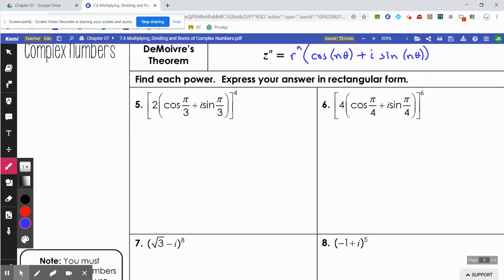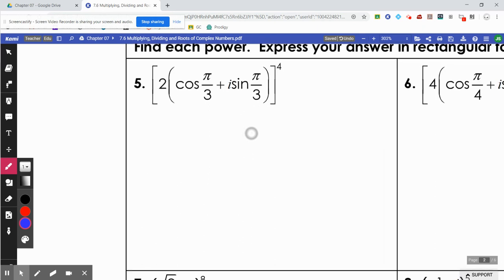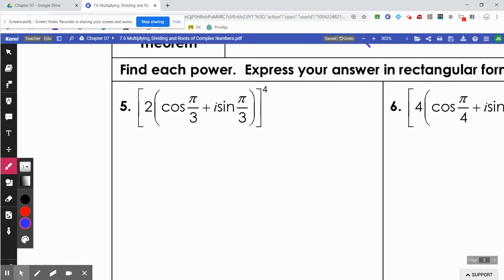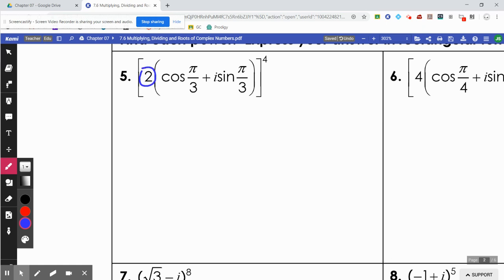You simply, like on number 5, let me zoom in. This theorem says find the power expressed in rectangular form. So you're simply going to take the modulus out front, raise it to the power.